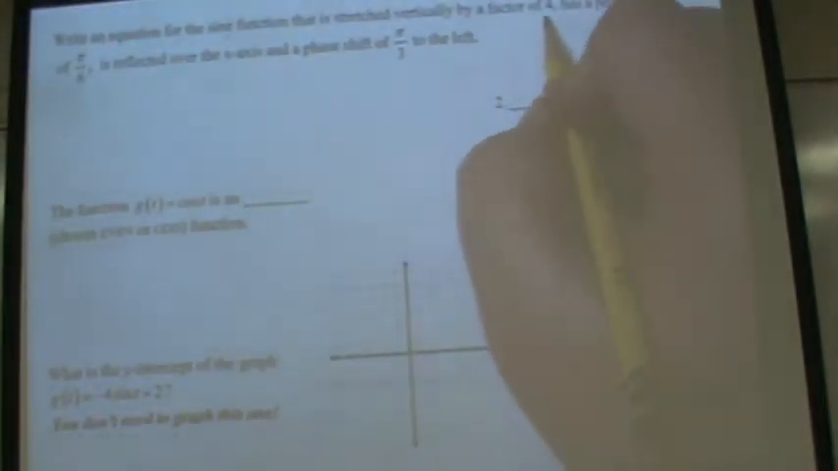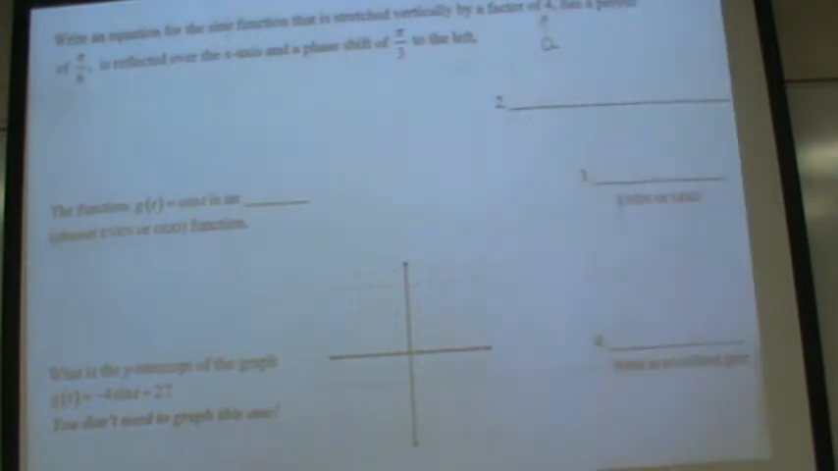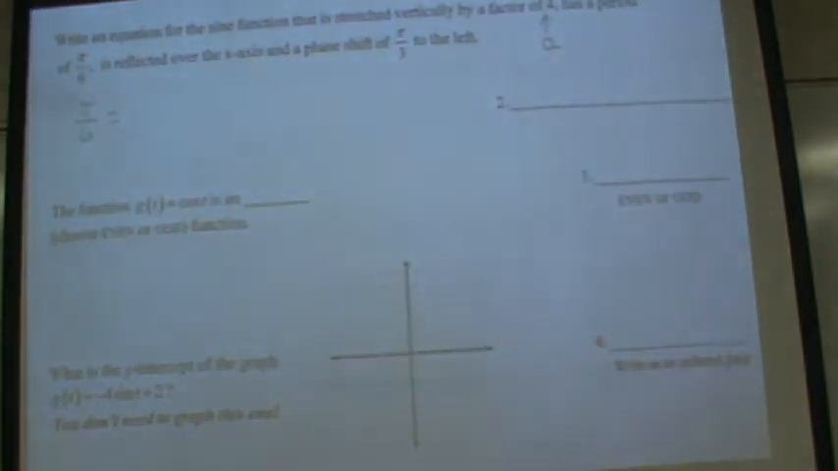Number 2, you're taking the information that's provided and you're writing an equation for it. So we're told that the sine function is stretched vertically by a factor of 4. That's going to be our A value. It has a period of pi over 6. So that pi over 6, we're going to find our B value.